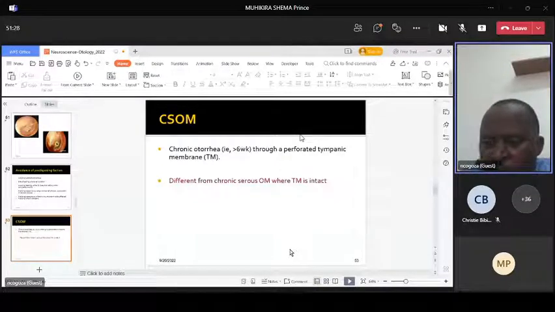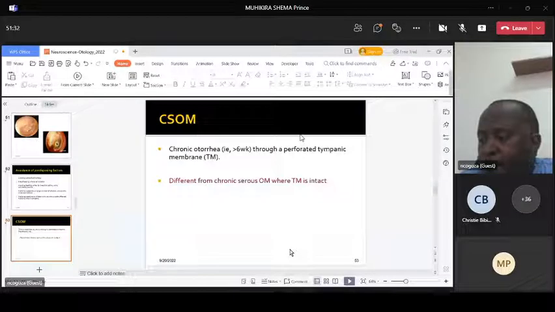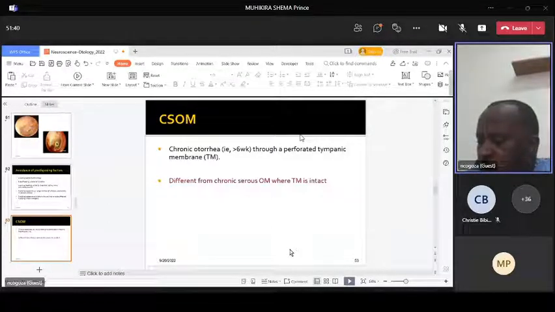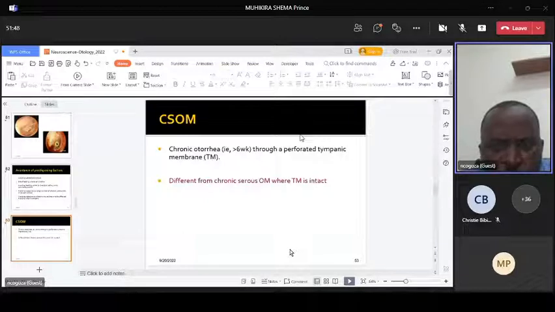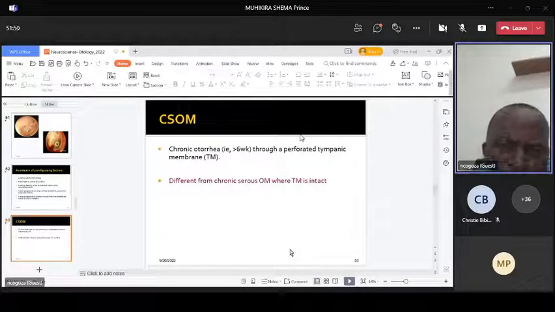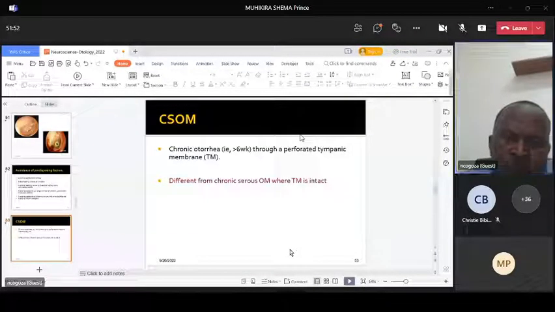Any issue, any question about the middle ear effusion? So if there is no question about the middle ear effusion, we talked about acute otitis media, then otitis media with effusion, now chronic suppurative otitis media.